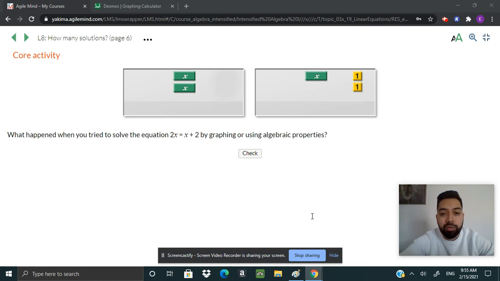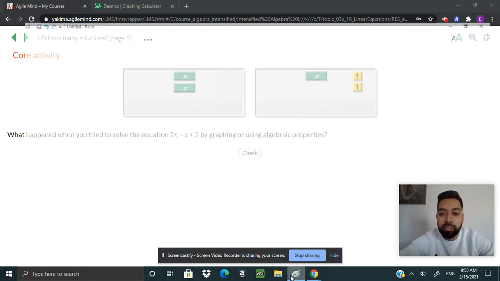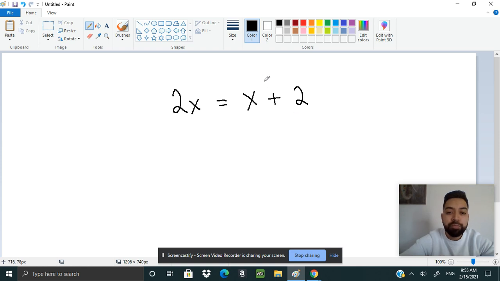2x equals x plus 2. Let's start off with the algebraic properties and try to solve this. So here I have two x's on this side, one x on this side, and then plus 2. So the first thing we want to try to do is to combine like terms. I see that we have x's on both sides, so I'm going to try to group those together.